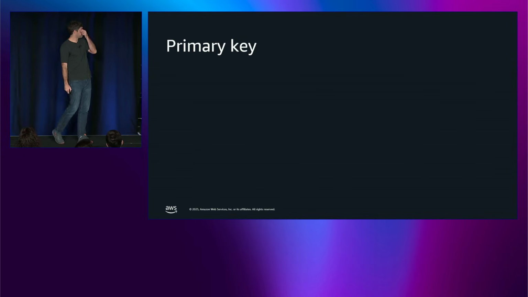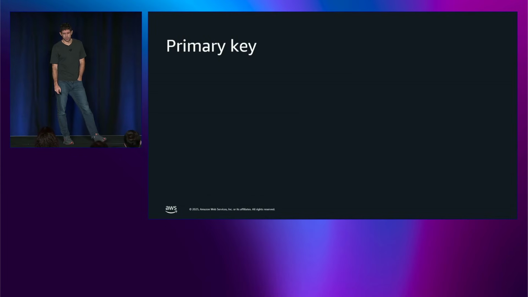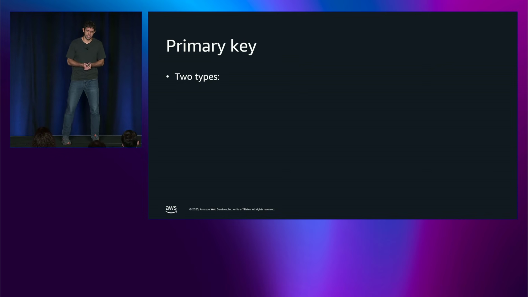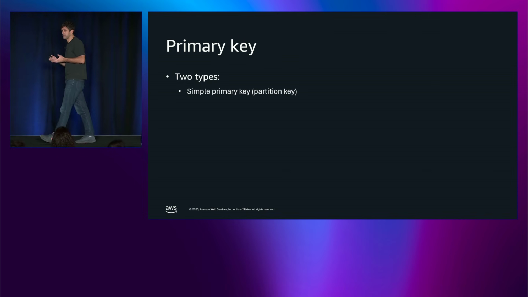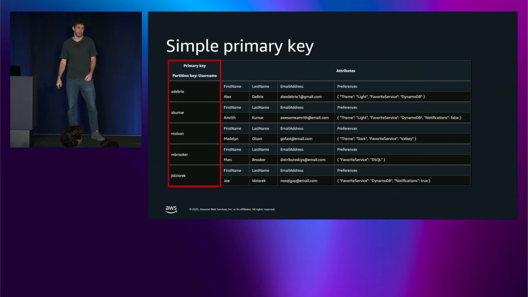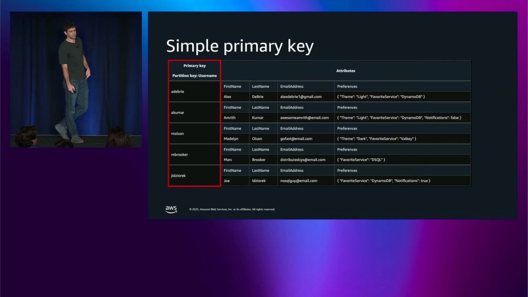So that primary key concept, let's talk about that a little bit because it is so important to how Dynamo works, right? There are two types of primary keys when you're creating your DynamoDB table. There's a simple primary key, right? Just has a partition key. That's our users table. Just has that username that's uniquely identifying every record in our users table.